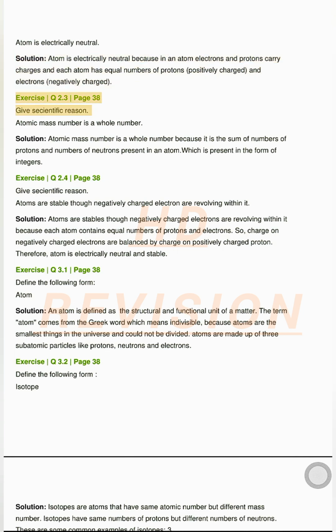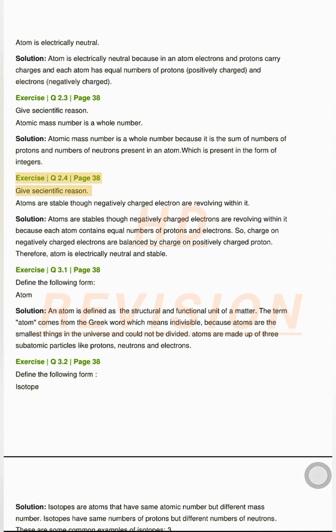Exercise Q 2.3, page 38: Give a scientific reason. Atomic mass number is a whole number. Solution: Atomic mass number is a whole number because it is the sum of the numbers of protons and neutrons present in an atom, which is present in the form of integers.